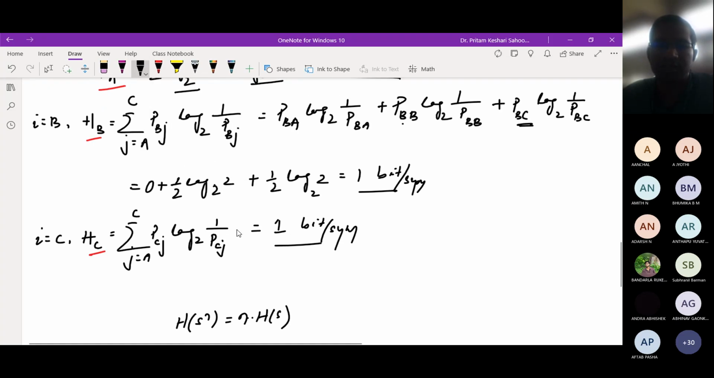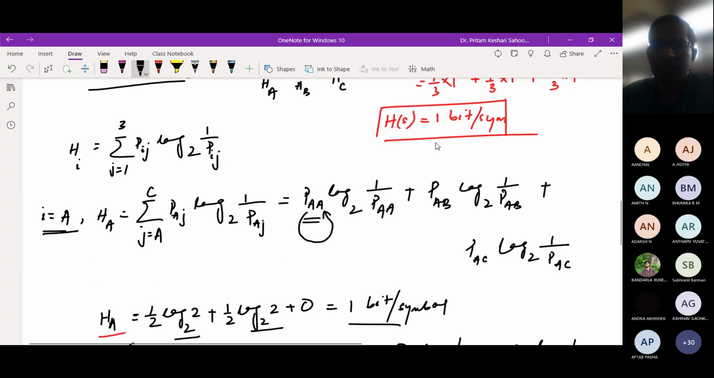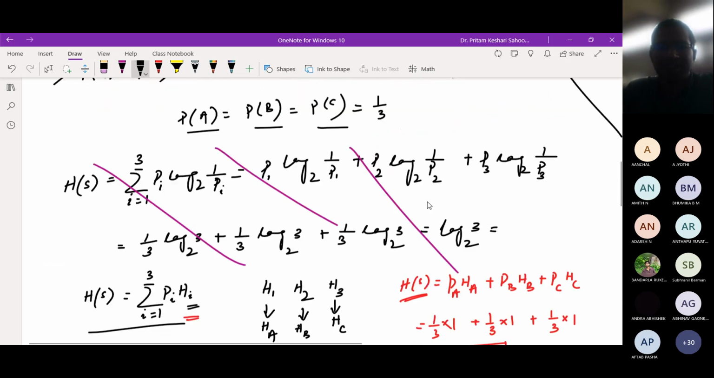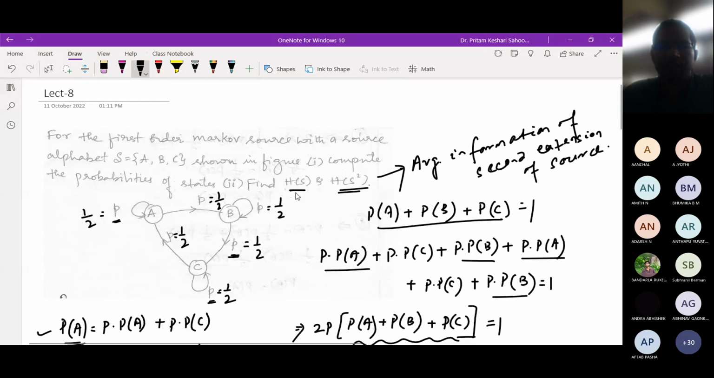Okay, so we have here the value of H of S, that is 1 bit per symbol. So this equals 2 into 1 bit per symbol, that is equal to 2 bits per symbol. So this is the result of the last part of the question, to find H of S square. I think it is clear to all. No question at this point, I believe.